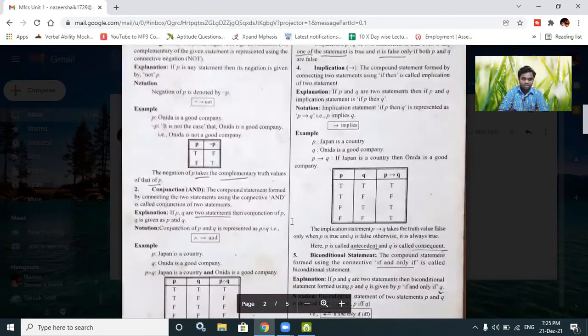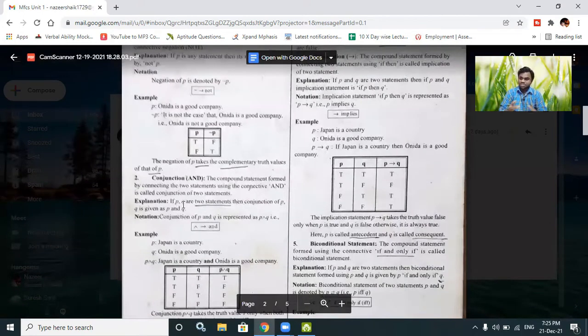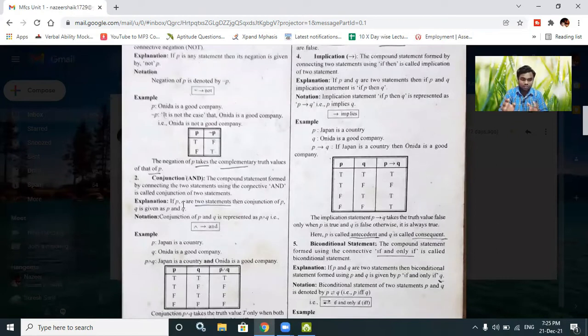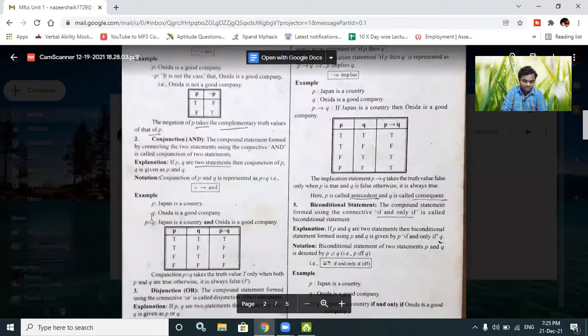First of all, we are going to discuss conjunction. The compound statement formed by connecting two statements using the connective 'and' is called a conjunction of two statements. I am once again repeating this statement; if you need to remember, you can write it in your notebook. The compound statement formed by connecting two or more statements using the and symbol is called a conjunction of two statements. Explanation: if P and Q are two statements.